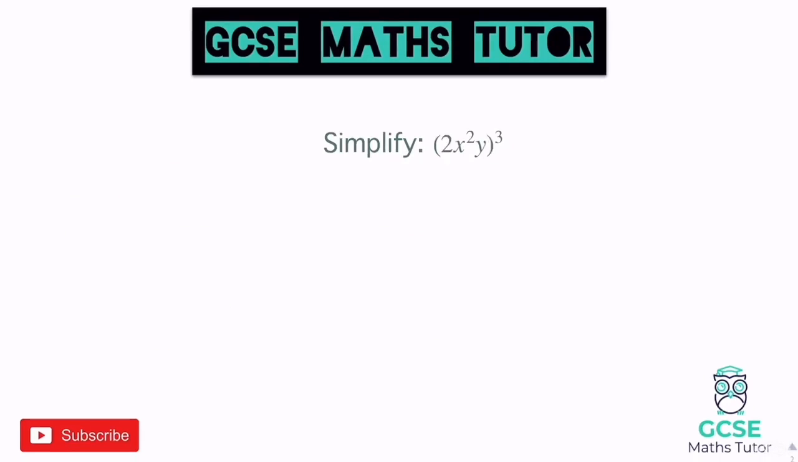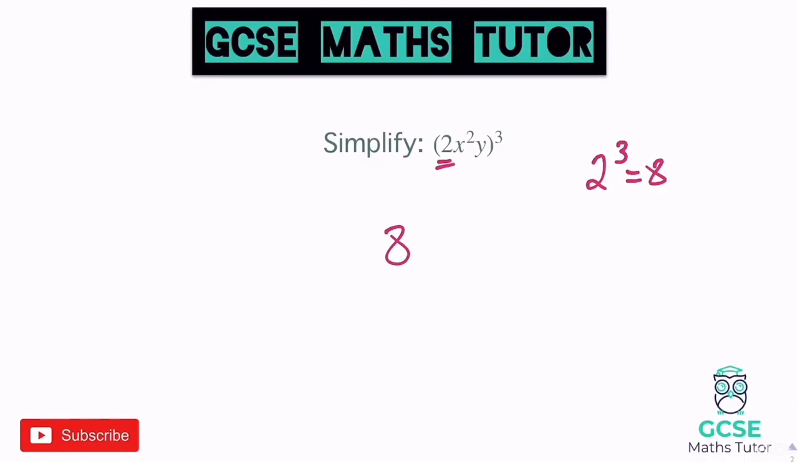Okay. Looking at this one then, we've got powers in brackets, so we're going to be multiplying powers here. But we've got this number 2 at the start as well, so numbers always get treated like numbers, and that whole thing is being cubed. So we need to work out what 2 cubed is. 2 cubed is 2 times 2 times 2, which is 8. So we're going to have 8 at the start of this one.